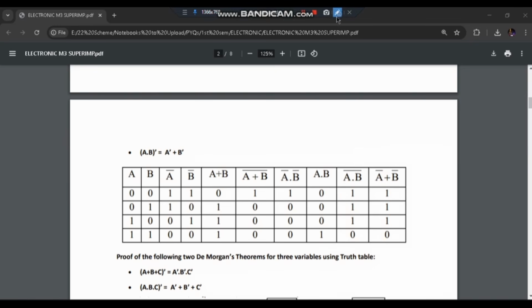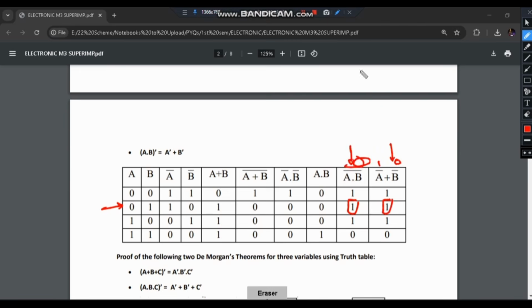If I take an example for one of them, see, a is 0, b is 1. So what is a and b? A and b will become 0. What is 0 bar? 0 bar is 1, so 1 is written. That is equivalent to here. What is a bar? A bar is 1. What is b bar? 0. 1 and 0, you will get here 1 and 0. If we take the OR operation of 1 and 0, what do we get? 1 only, right? So these both are equivalent. This is true for each of these.